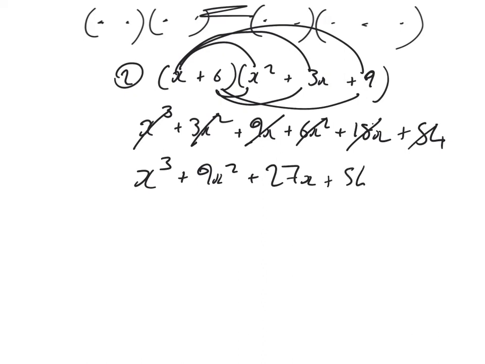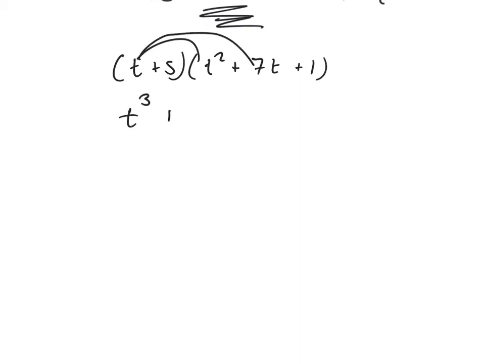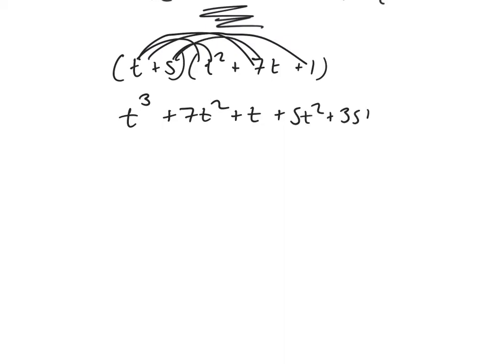And finally, plus 54. Okay, example 3, (t + 5)(t squared + 7t + 1). T times t squared, t cubed, t times 7t, 7t squared. T times 1 is t. 5 times t squared, 5t squared. 5 times 7t, 35t. And 5 times 1 is 5.